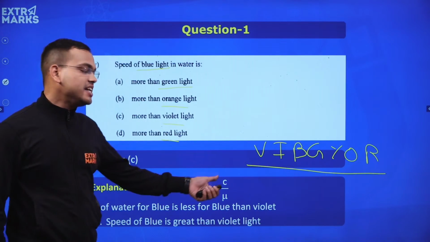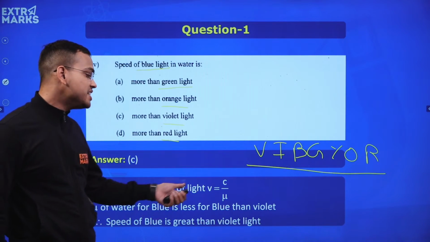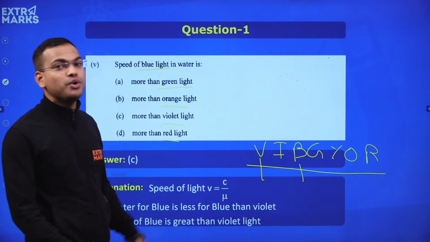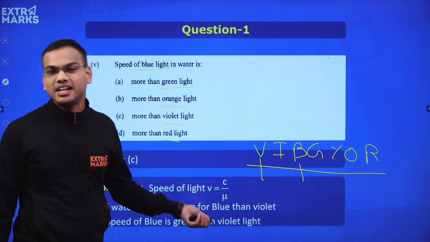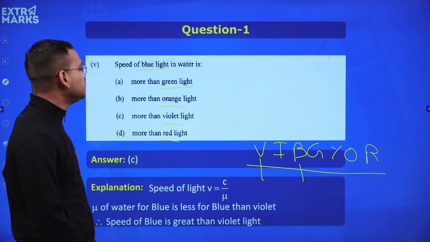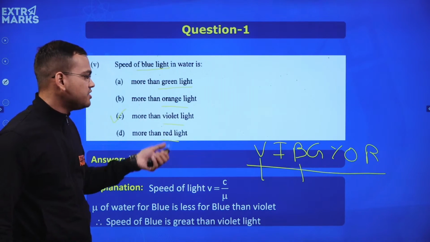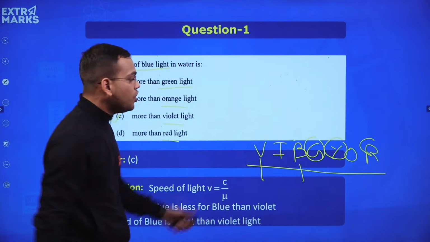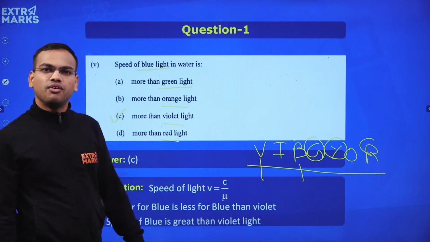Now, speed of light is c by mu. Now, mu of water for blue is less as compared to violet. So the refractive index for blue color light is definitely less than violet. So the speed of blue is definitely greater than violet color light. So the answer is option C, because it is definitely less than green, orange, red, as they come after blue. Only violet is before them. So yes, the answer is more than violet light. Okay.